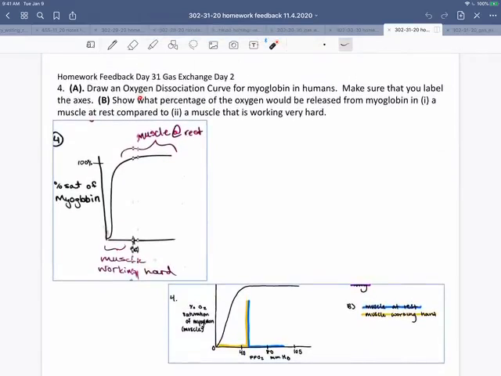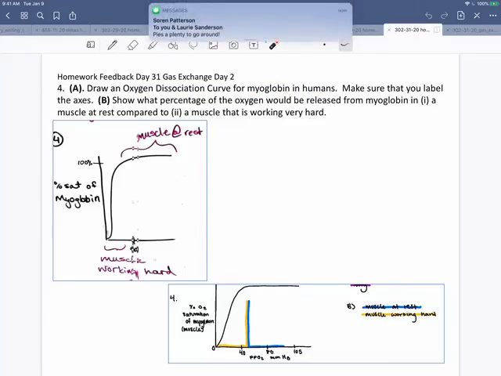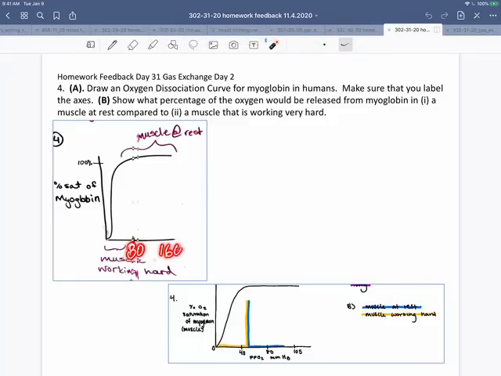And the fourth question was an oxygen dissociation curve for myoglobin in humans. So if we were looking at, this is 80 here and 160 here. If we were looking at hemoglobin, it would look like this, with near 100% at around 80-90 millimeters of mercury. But myoglobin is a very steep curve like this. It actually doesn't even have this little S. It's just a steep curve like this.